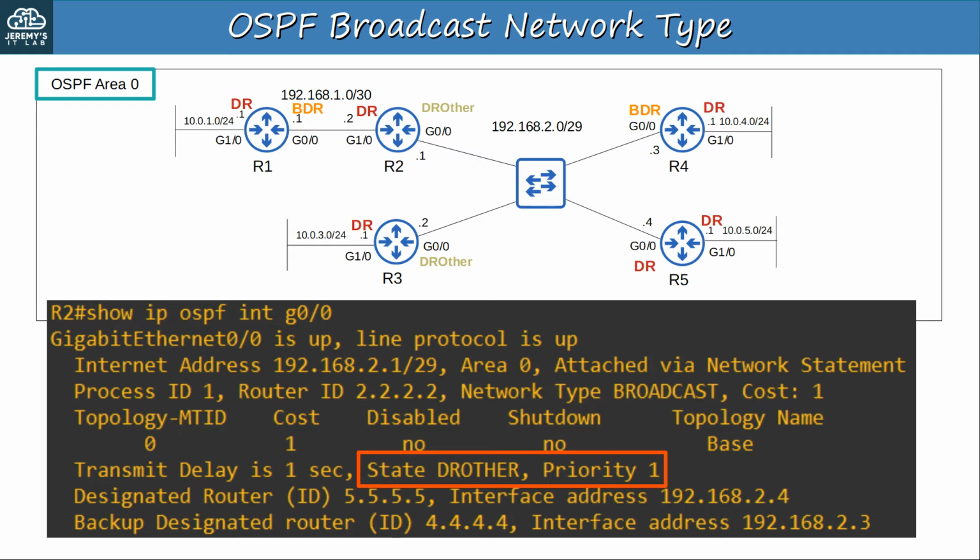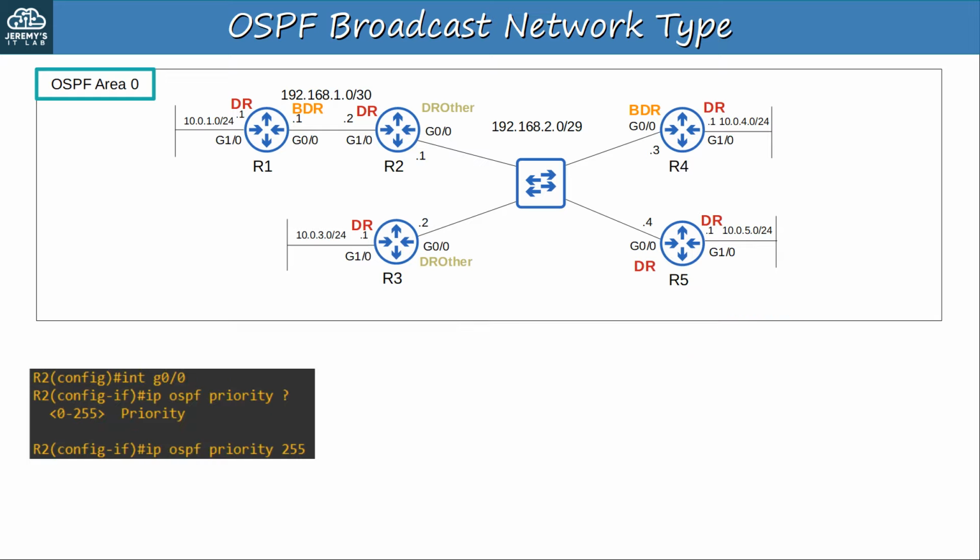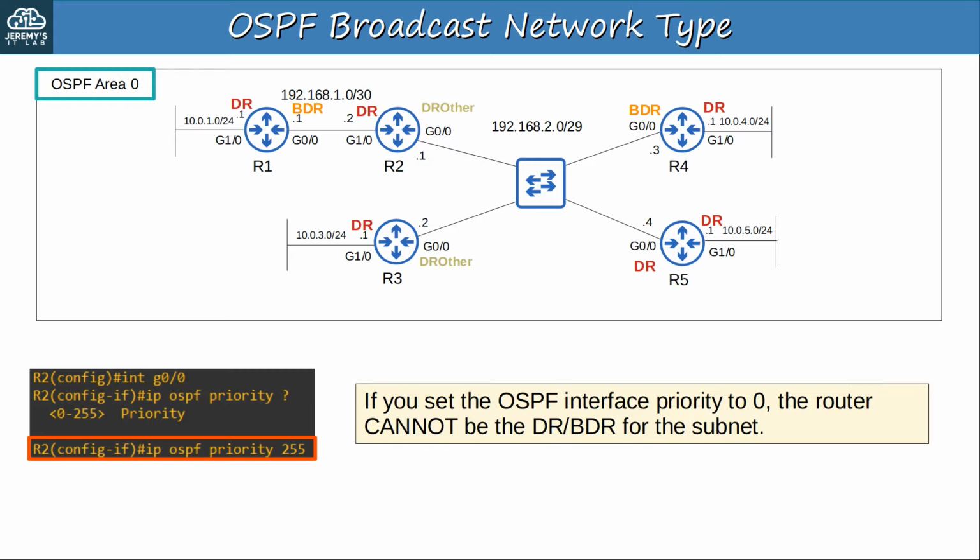Now what if I want to make R2 the DR for the segment instead of R5? Let's see how to change the OSPF interface priority. The command to change the OSPF priority of an interface is IP OSPF priority, followed by the priority, with a range of 0 to 255. I changed it to the maximum, 255 on R2. As a side note, if you set the OSPF interface priority to 0, the router cannot be the DR or BDR for the subnet, no matter what.